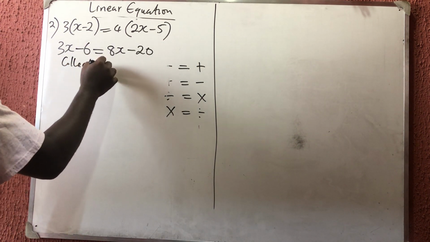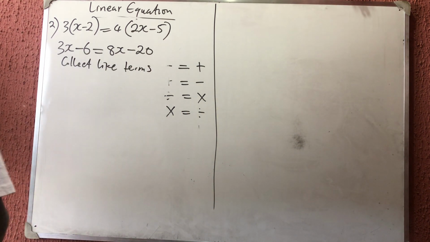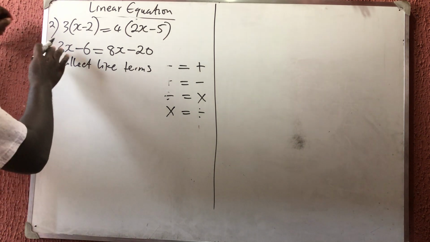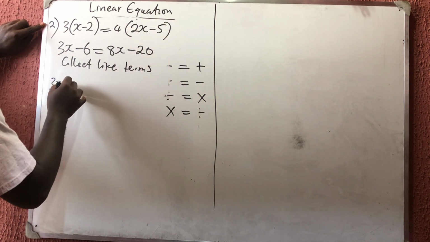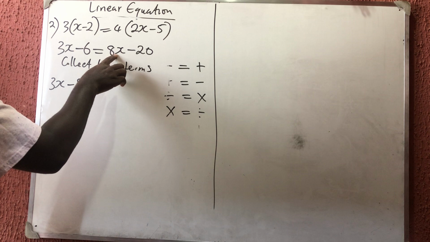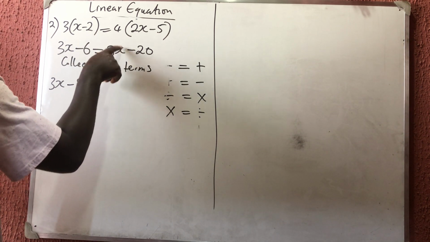Collect like terms. All right. So now, let us collect like terms. I like keeping all my x in the left hand side. So I have 3x that is already here. This one coming to this side will give you minus 8x. Somebody will say this one coming here will give you plus because it's already minus. But this minus is not for this 8x.